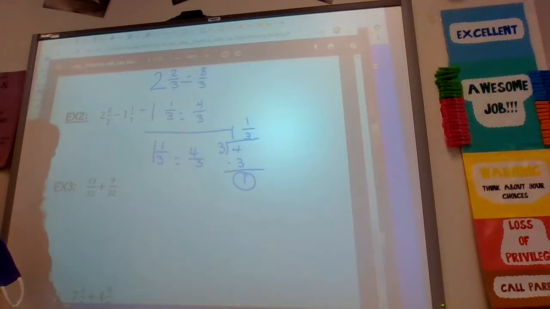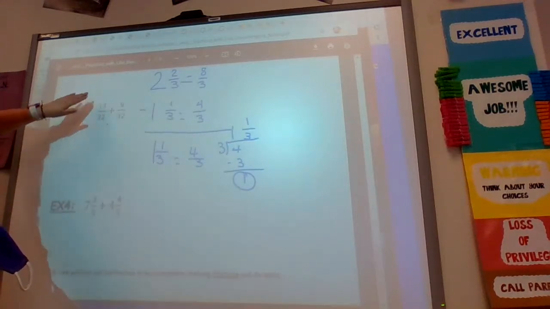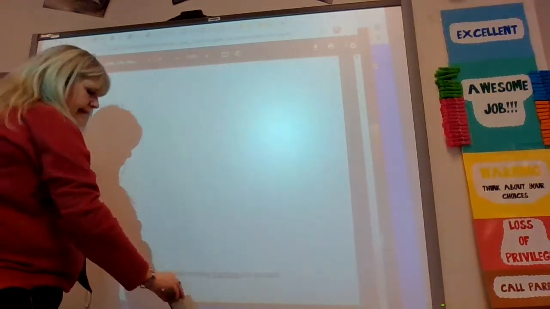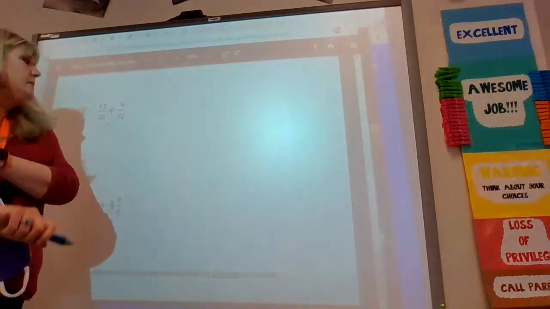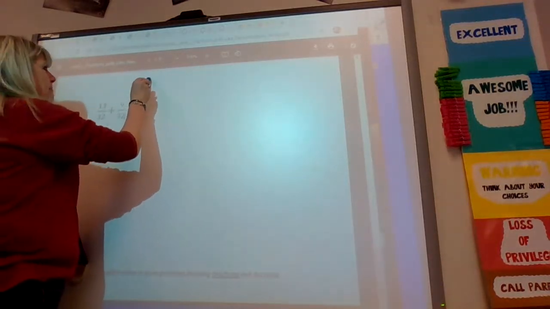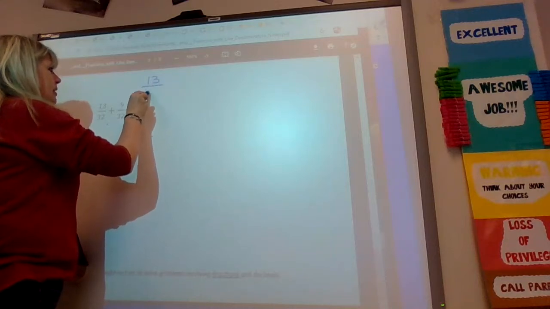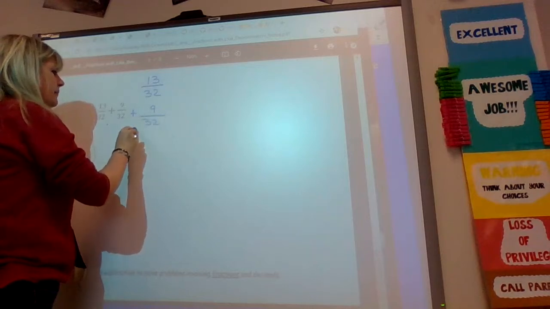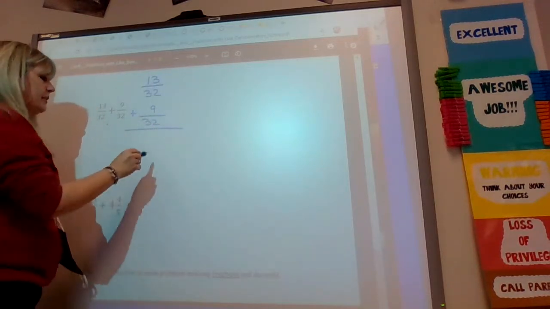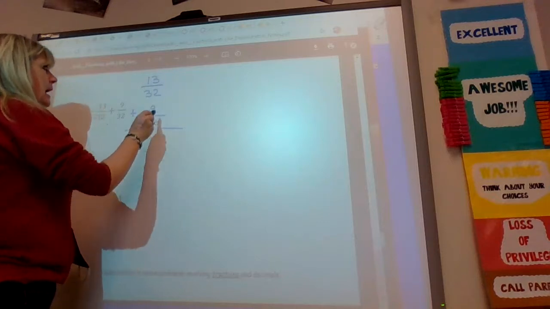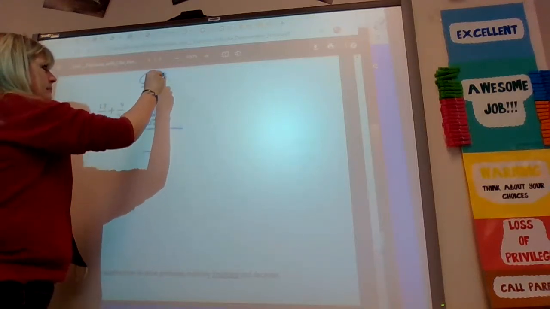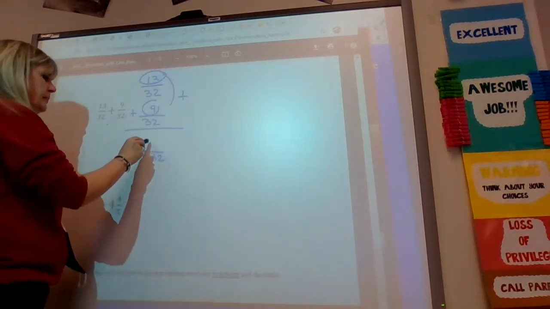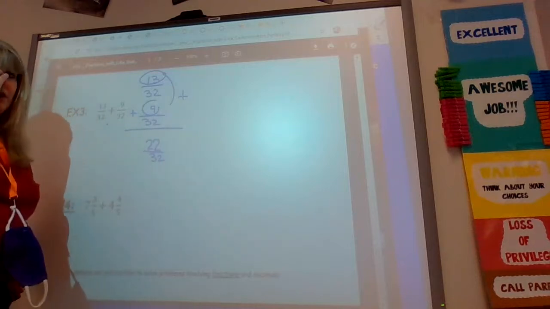All right, let's look at the next one. Move it on up. And pause at each point if you want to go ahead and copy this down. All right, these are both already in mixed form. So 13/32 plus 9/32. I do not change the denominator. It's 32nds. I add the numerators together. So 13 plus 9 is 22. So our answer is 22/32.